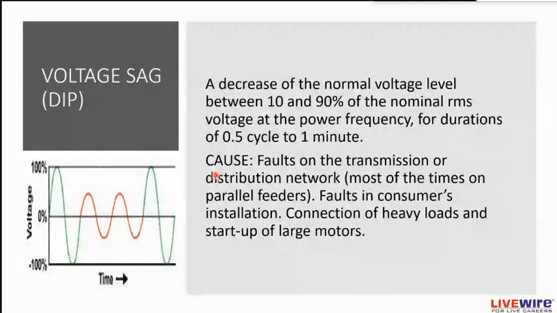The consequences of the voltage sag are tripping of the relays, disconnection, and loss of efficiency in the electric rotating machines, which occur due to this voltage sag.